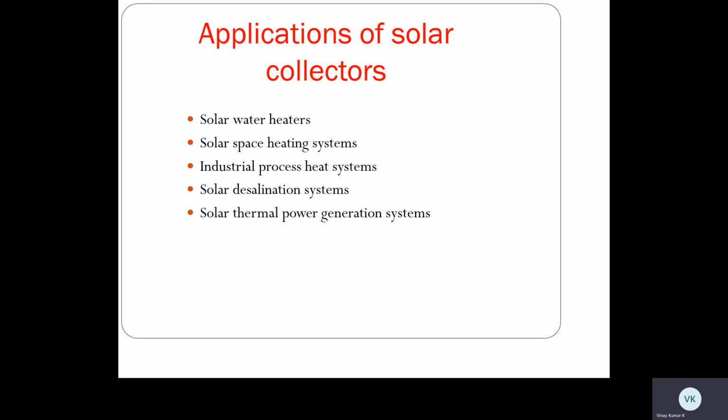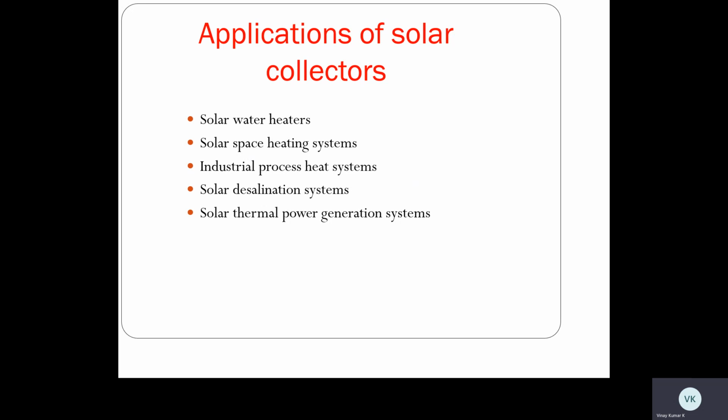And what is meant by solar space heating systems? These solar space heating systems include both water and air systems. That is, the space provided for the solar collector may contain the medium as air or water.